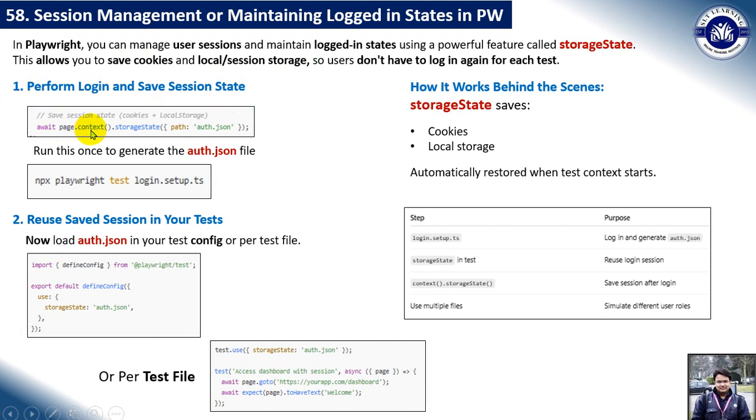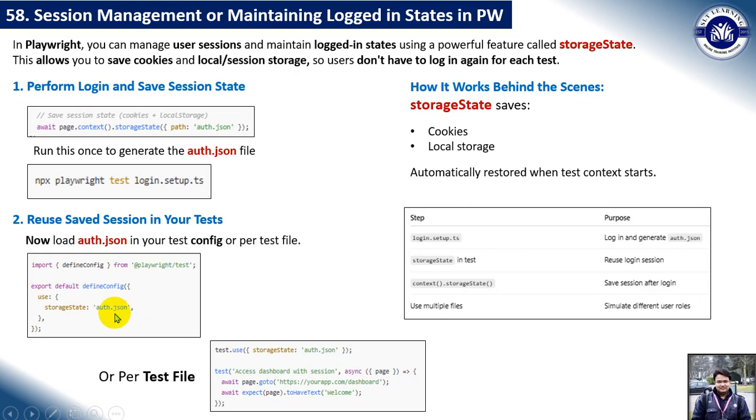So once you perform the login, you can save page.context.storageState, and the path will be this one. After the login code, you need to write this particular code, which will save the session state, like cookie and local information, into this JSON. Then you can run your login script, and when you finish it, it will save the authentication.json with the local storage and cookie information. And then you can use this auth.json. You can configure this in your playwright.config: export default defineConfig, use storageState equals auth.json.